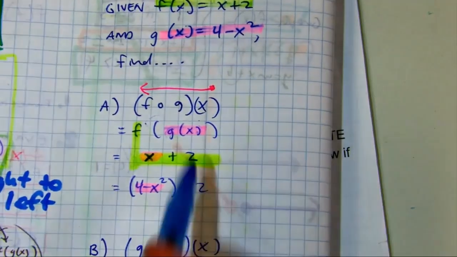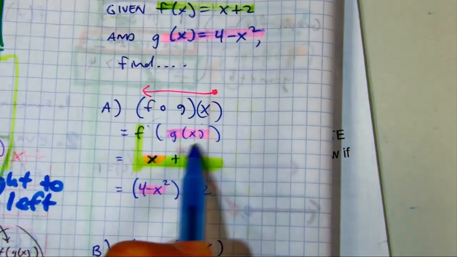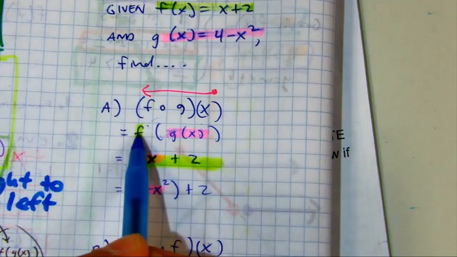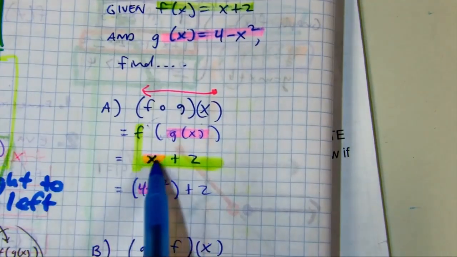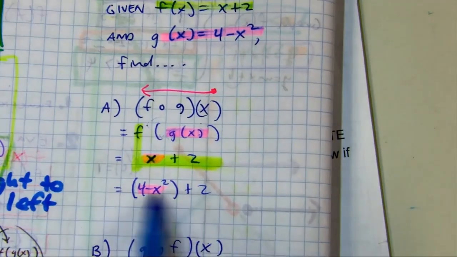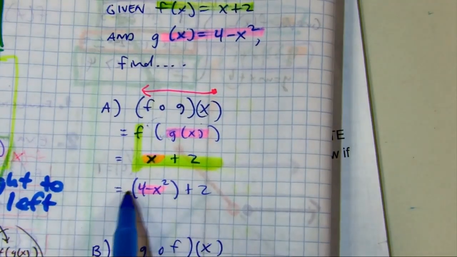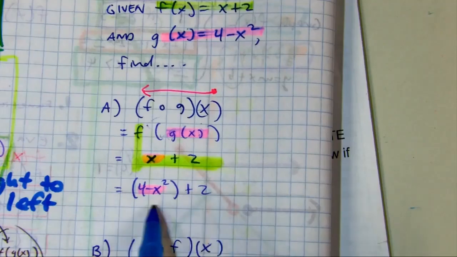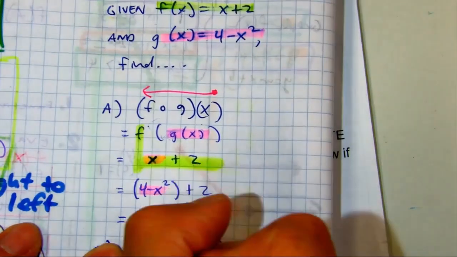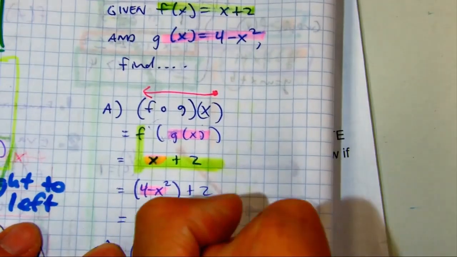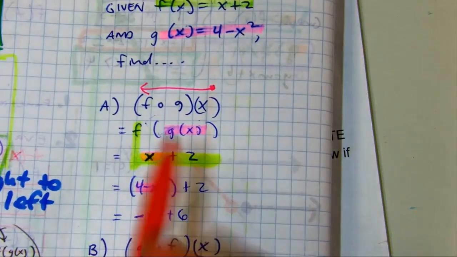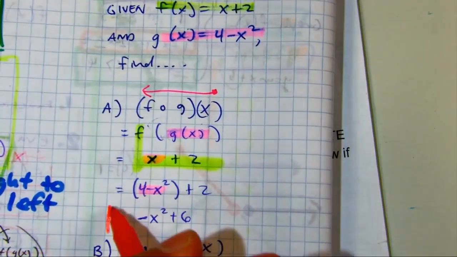So instead of saying f of x, any x value, we're going to put a g there. So I wrote f of x equals x plus 2. Instead of writing x there, we're writing 4 minus x squared. Now, I don't need the parentheses because there's no multiplication or minus sign here, so I can just drop the parentheses and combine like terms. 4 plus 2 is 6, so negative x squared plus 6 is our answer. F of g of x is negative x squared plus 6.